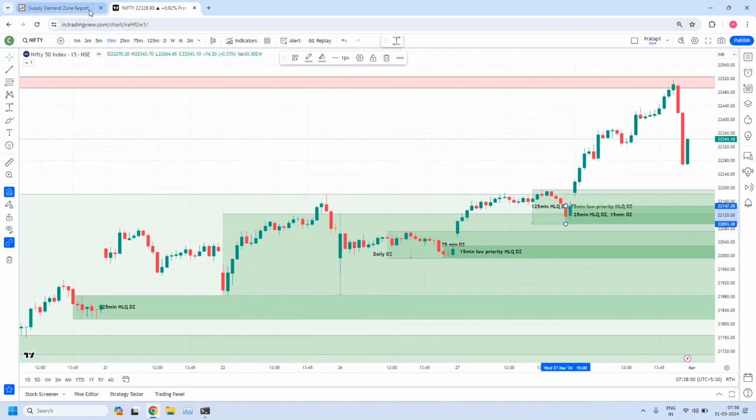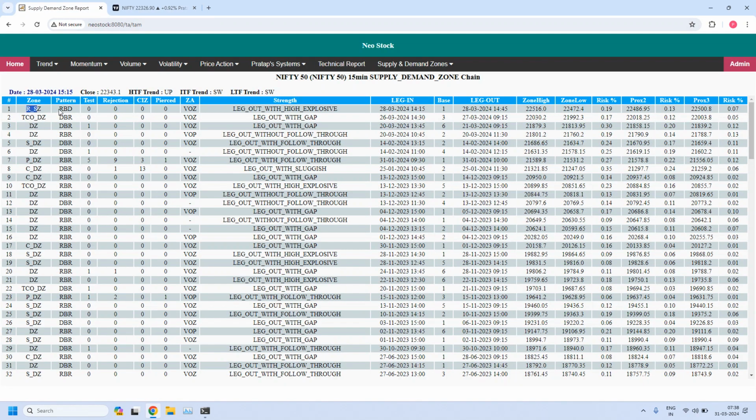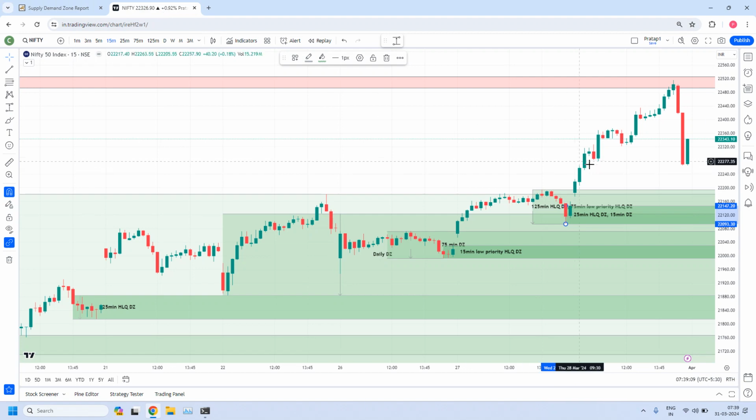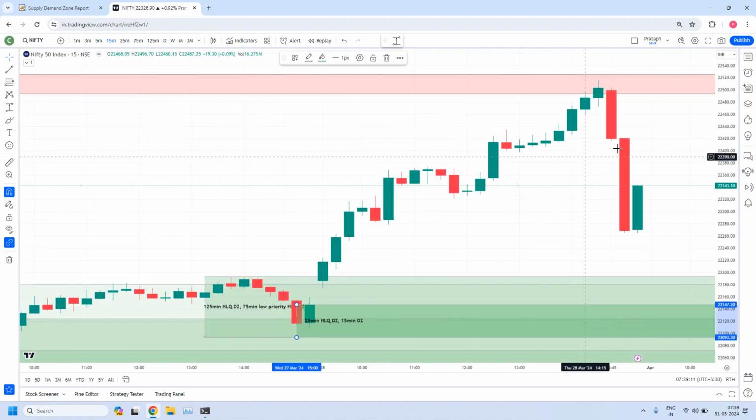Okay, here we have a high liquidity supply zone also, created on last Friday. I'm sorry, Friday is a holiday, right? Last Thursday. So 28th March, 14:15, one base candle. This is the one.